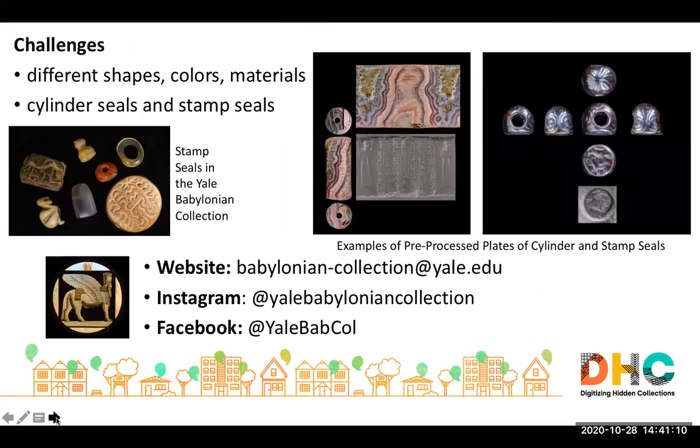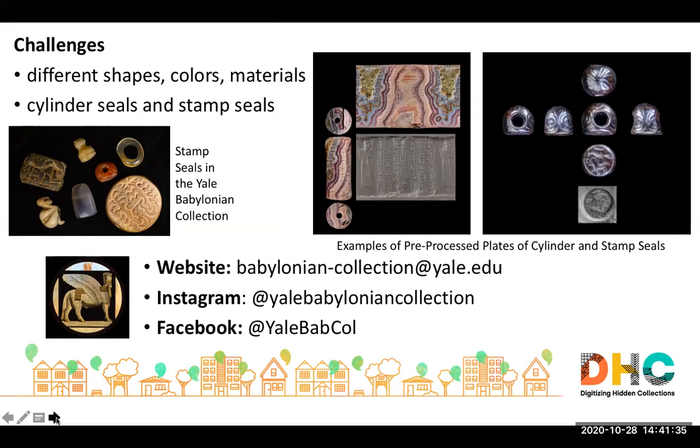So what are the challenges we face in photographing and capturing these miniature objects? Seals of different shapes, colors, and materials all require different considerations. In particular, the project has to consider the difference between cylinder and stamp seals. Cylinder-shaped seals were rolled out onto a clay surface to produce a scene that could repeat over and over again.